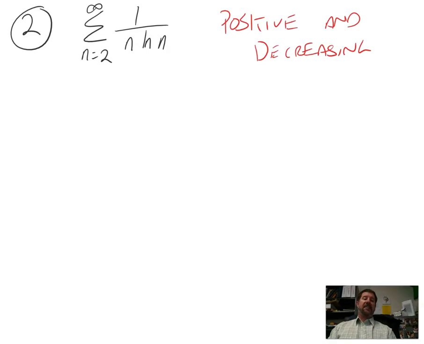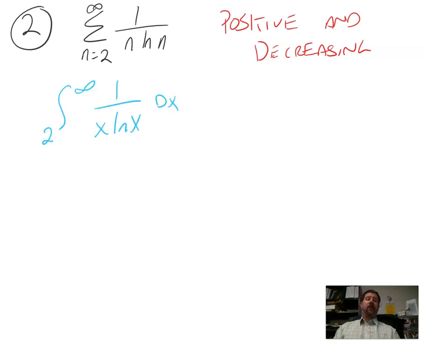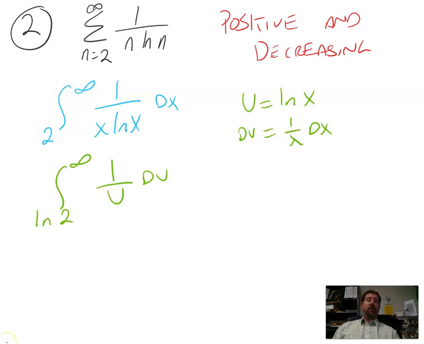First, you're going to at least need to think about, and probably should state, that these are positive terms and they're going to be decreasing. Then we can go ahead and set up our integral. And in this case, it looks like we're going to be using a little bit of u-substitution. So u is ln x, and du then would be 1 over x dx. I know that works out nicely in our integral here. So this becomes the integral from ln of 2 to infinity of 1 over u du.